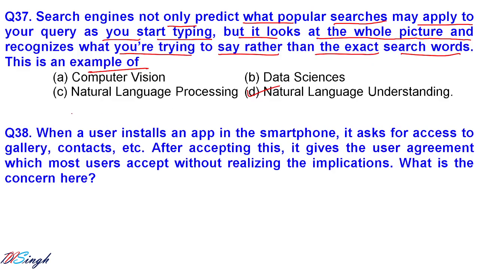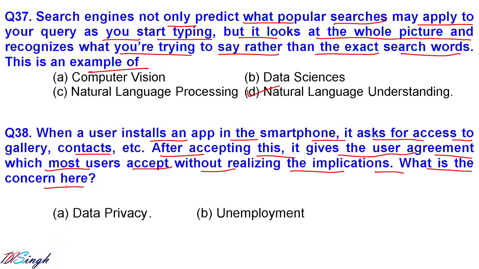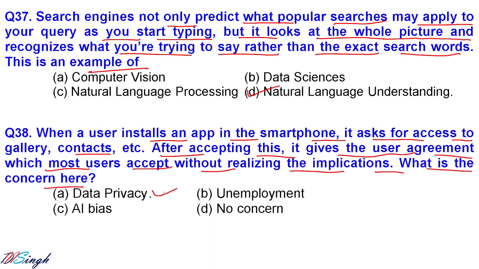So this is called natural language understanding. When a user installs an app in a smartphone, it asks for access to gallery and contacts. After accepting this, it gives the user agreement, which most users accept without realizing the implications. What is the concern here? The concern of data privacy. Whenever you install an app, you click okay, allow, and they get access to your contacts, gallery, everything, and they can also misutilize that information. So be very cautious while giving permission on your mobile phone for any such app while installing it.